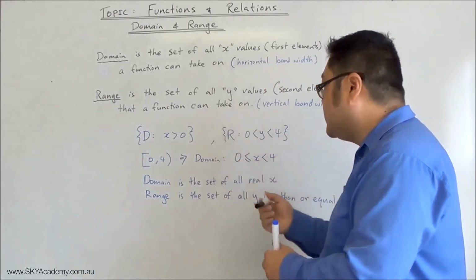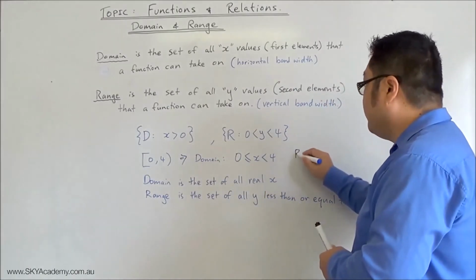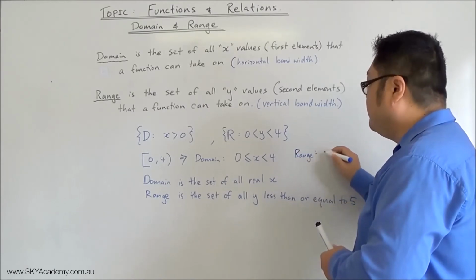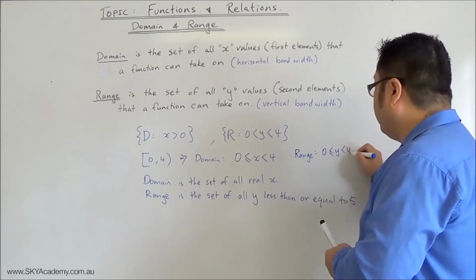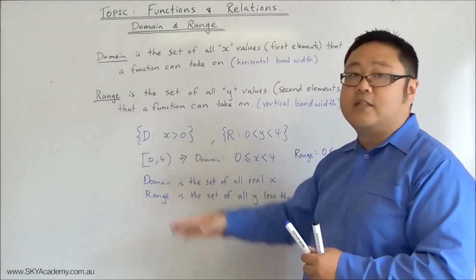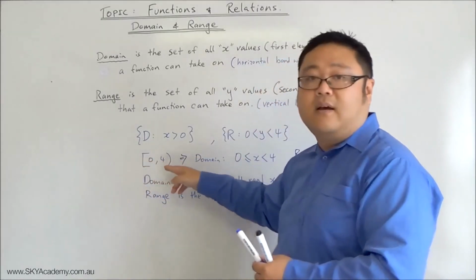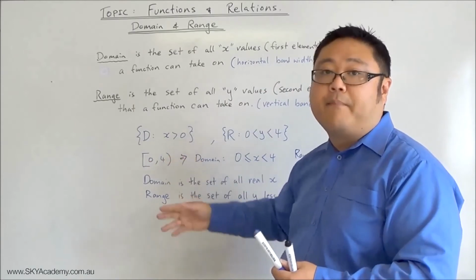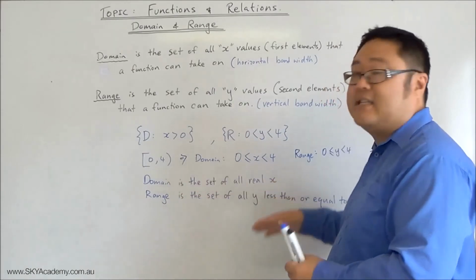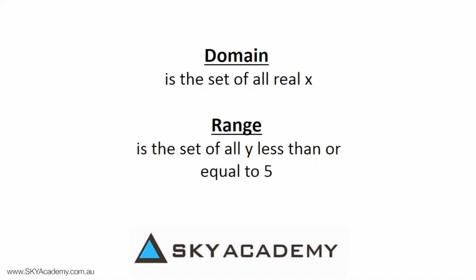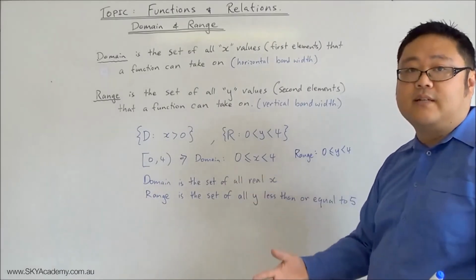Now that could just as easily be the range. You could have the range being between 0 and 4 as well, and it just depends on the context. So you might write here domain equals square bracket 0, comma 4 round bracket. Does that make sense? And then the other way that you can write things is just as a sentence. So the domain is the set of all real numbers x. The range is the set of all values of y less than or equal to 5. So you can write it as a full sentence as well.